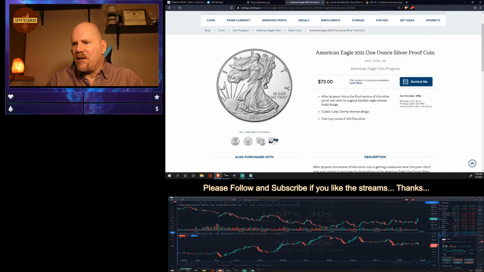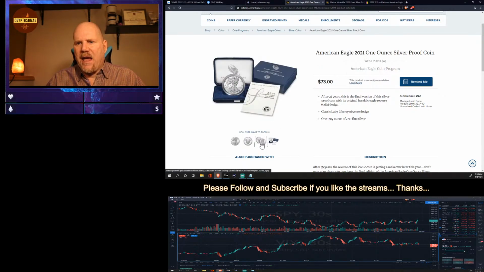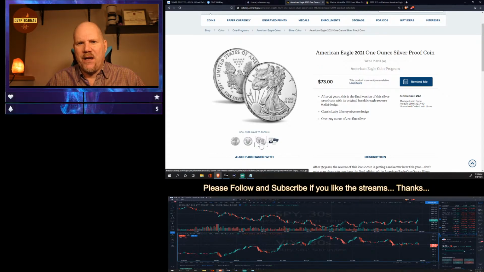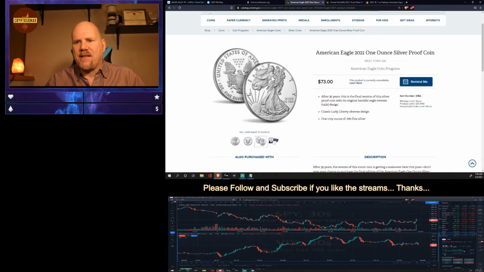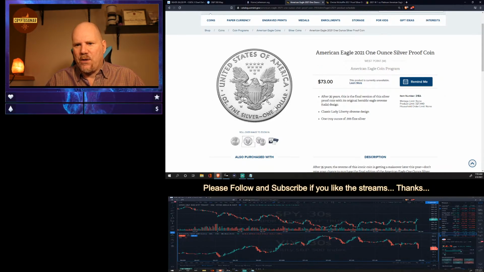So what you can do is, if you want to still purchase this coin, this is why this is going to be of value. This is the last one. They have printed this design for 35 years. This is the very last edition. This particular coin, with the Heraldic Eagle reverse tails design. This is the last time they're going to offer this coin.